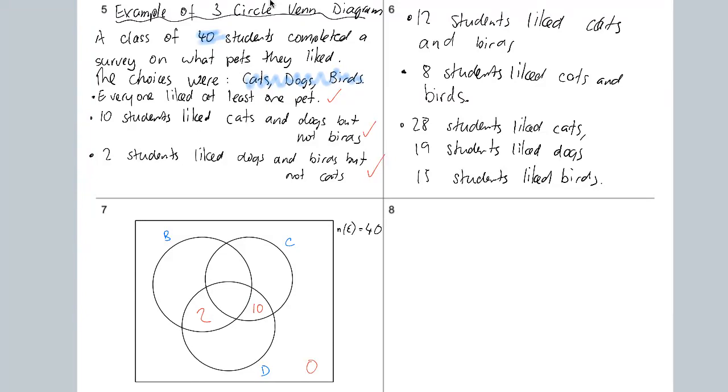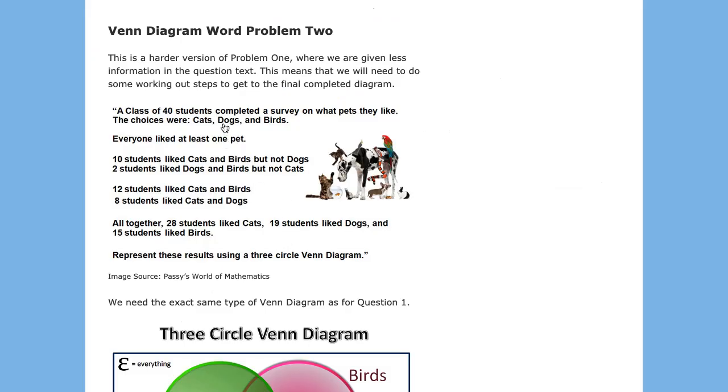No. Hang on, I'll go back to it. The 8 students like cats and dogs, and the 10 students like cats and birds. I'll just double check. Where did I get 12? Oh, no, 10. Okay. So 10 like cats and birds, but not dogs. What is wrong with me?